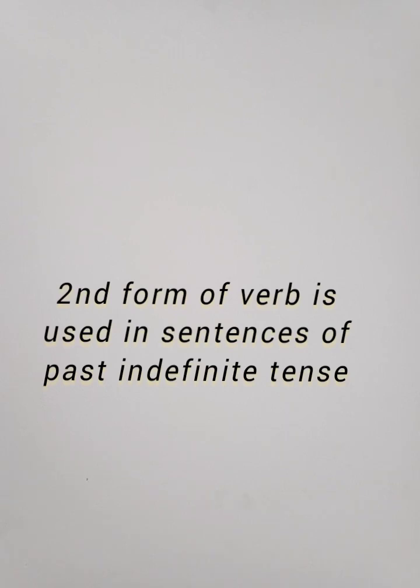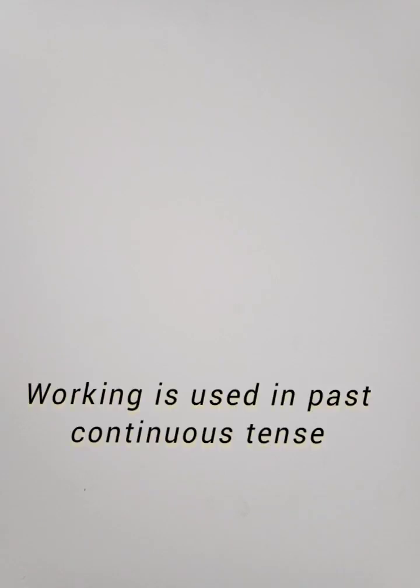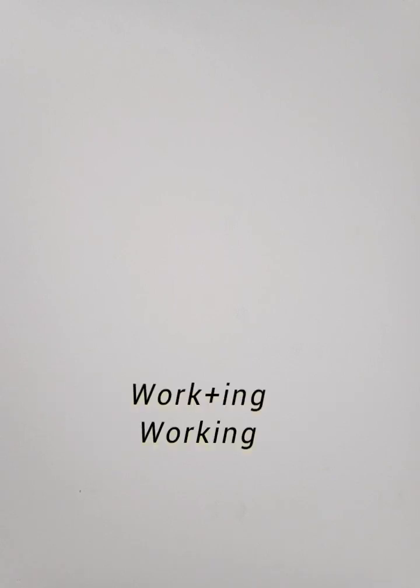In past indefinite tense, the verb's form is second. Second form is used in past indefinite tense. For example, he worked hard. It is the second form of verb work. Work is first form and the second form is worked. When we use verb work in past continuous tense, it is used in simple form work and the helping verbs was and were are used.